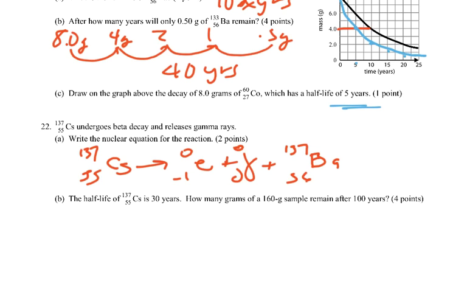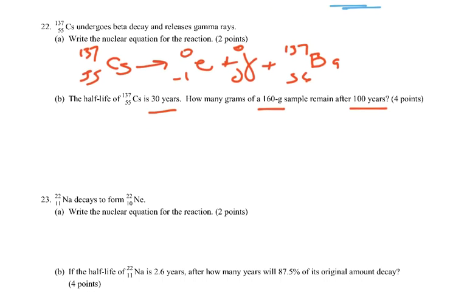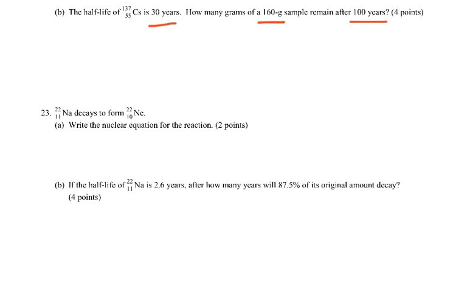Okay, the half-life of this stuff here is 30 years. How many grams of a 160-gram sample will be left after 100 years? Okay, well, you can see what's happening is we do not have a whole number of half-lives, so we're going to have to go back and use our integrated rate law. So the natural log of the mass at time t minus the natural log of the mass at time 0, the initial mass, equals negative kt. Okay, again, t we know is 100 years.